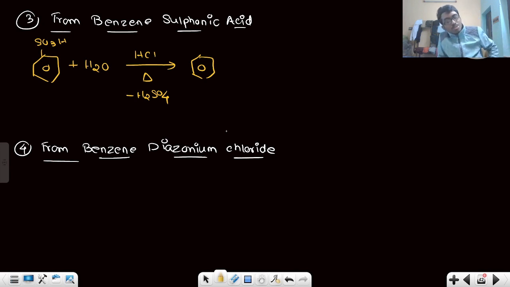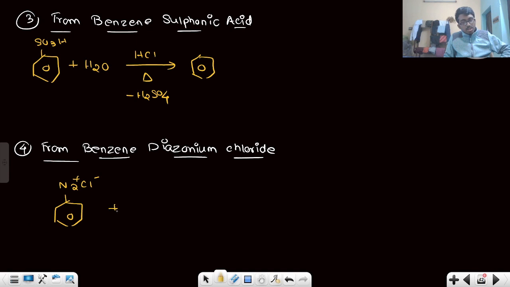Then comes benzene diazonium chloride. This diazonium chloride in class 12 we will need a lot. Benzene diazonium chloride. How does it look? Benzene, and on its head you have N2+ Cl-. This is benzene diazonium chloride, where you have N2+ and Cl-.